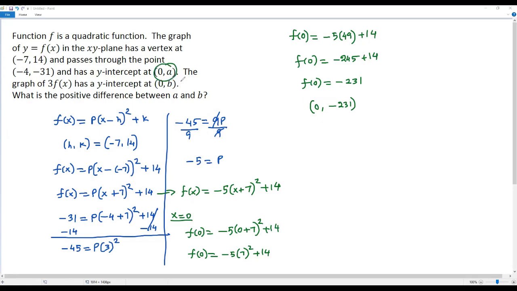It's over here. That is (0, a). This (0, a) and this (0, -231), both of them represent the same stuff. That is the y-intercept of the quadratic function f of x.